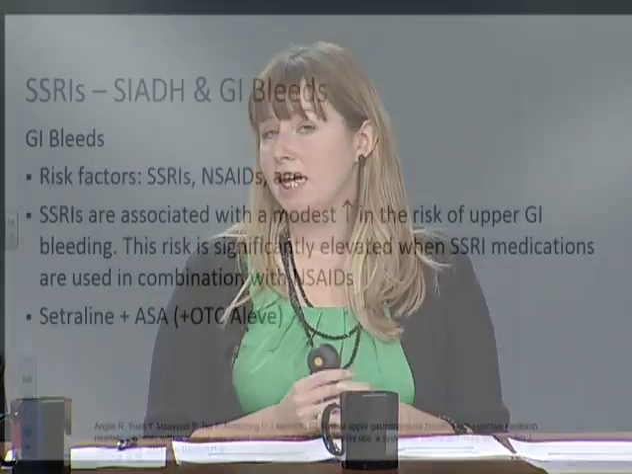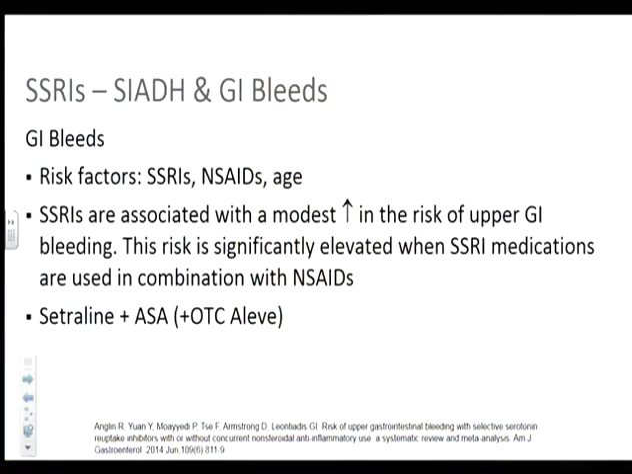But SSRIs are also associated with GI bleeds. And again, there's many risk factors here to consider. Of course, SSRI use, and then NSAIDs. So is our individual with her osteoarthritis actually picking up that naproxen off the shelf at the pharmacy? And then age again. The older we get, the greater the risk of a GI bleed. So we know that SSRIs are associated with a modest increase in the risk of the upper GI bleed, so in the stomach. And this risk is significantly elevated when SSRI medications are used in combo with NSAIDs.